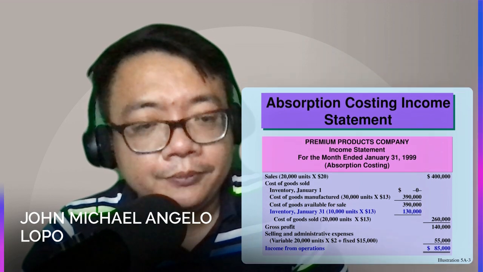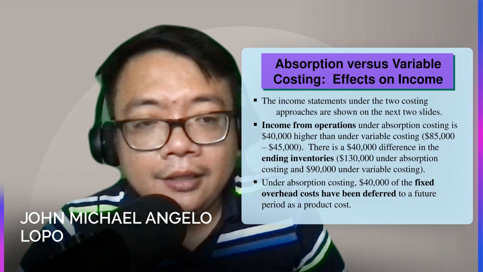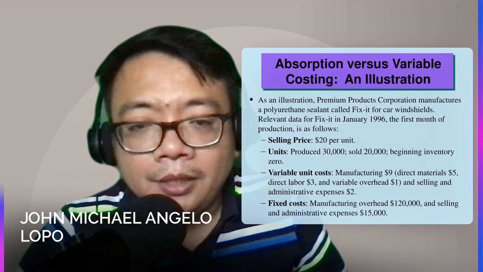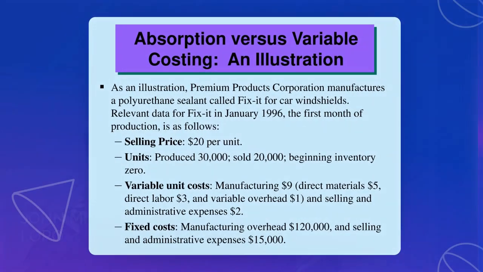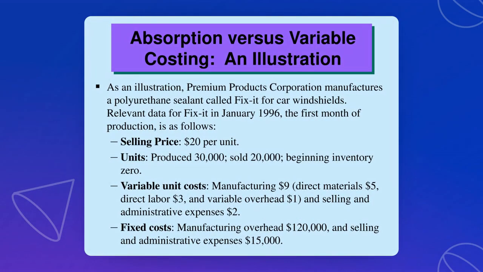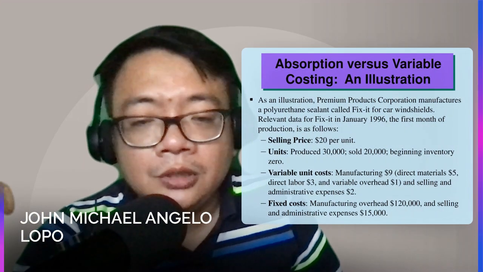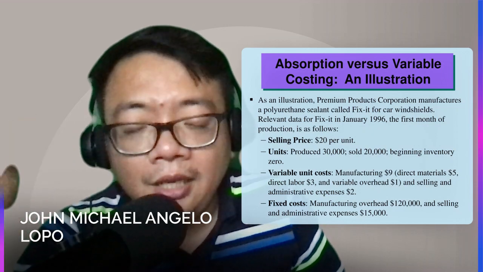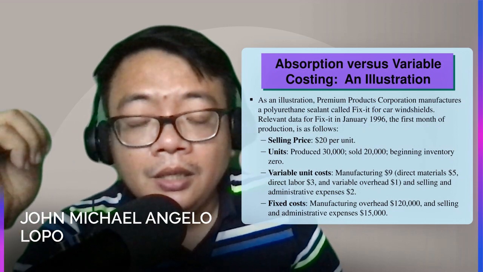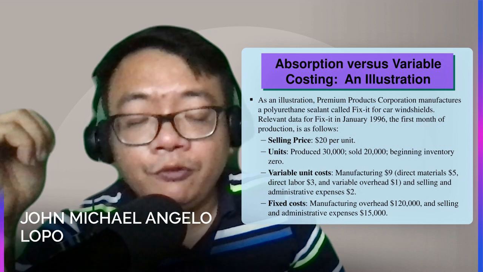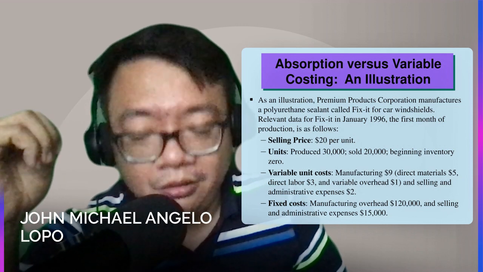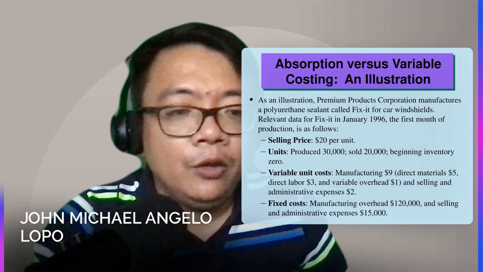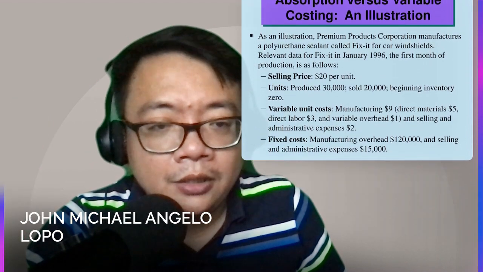Go back again to this one. Since our ending, go back to this. Okay. If you notice, class, that you have produce of, second bullet, you have produce of 30 and unit sold is 20. Meaning, mas malaki ang unit produce sa unit sold. If mas malaki ang unit produce sa unit sold, the income for your absorption costing is bigger than the variable cost. Sige. We go to this one.